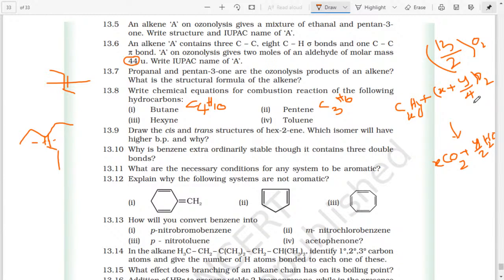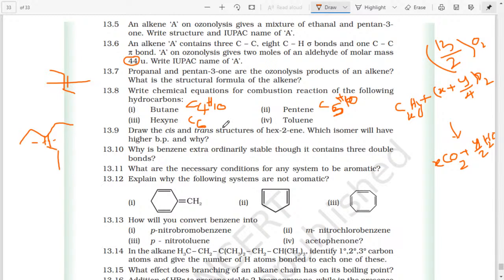Yes, students. Sorry, pentene is 5, not propene, 5 carbons, H10. Yes, so 5 means 4 fives are 20, 30 by 4. 30 by 4 is nothing but 15 by 2. Here how many water molecules are you going to get? 5H2O, isn't it?